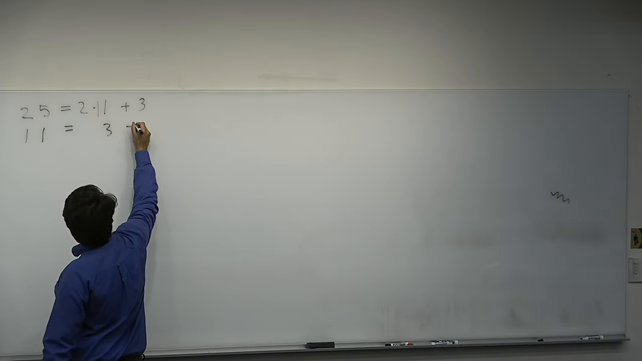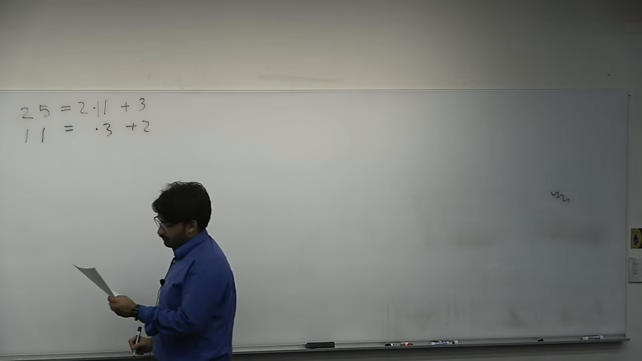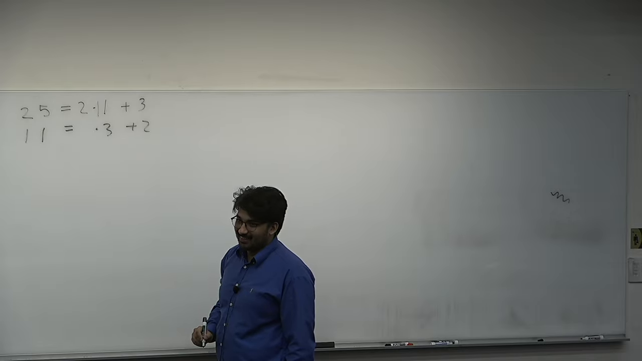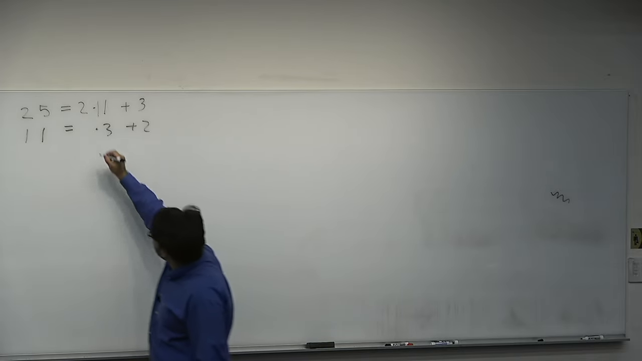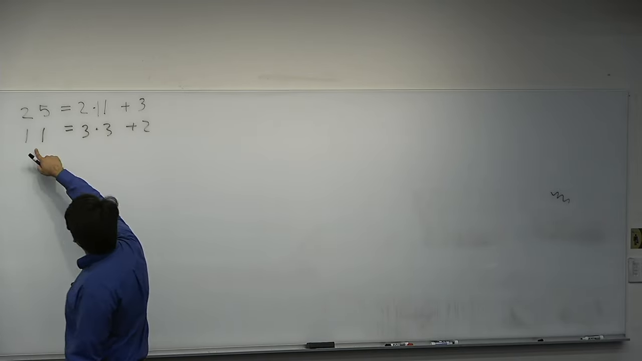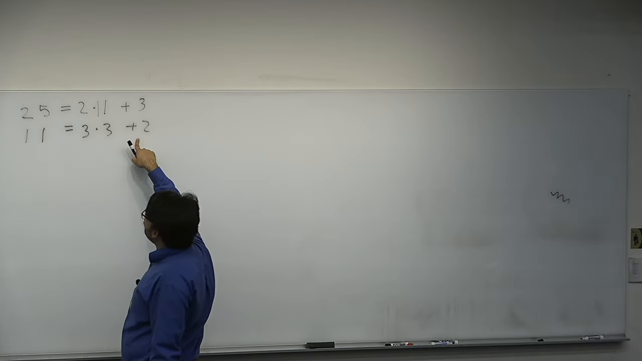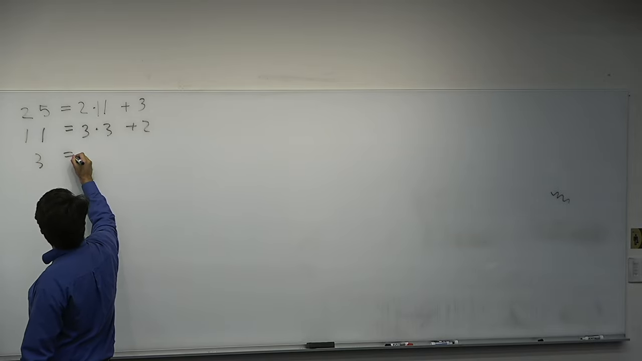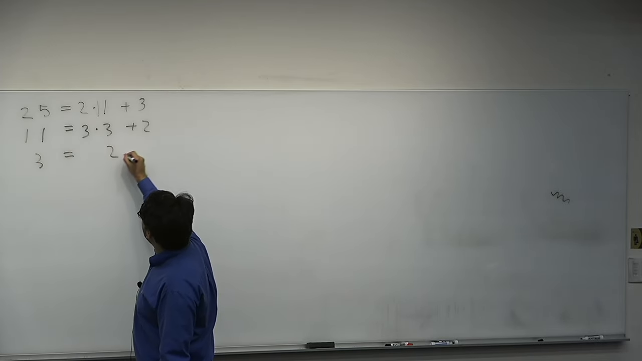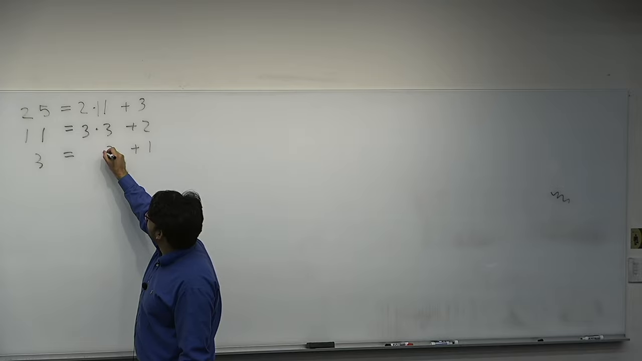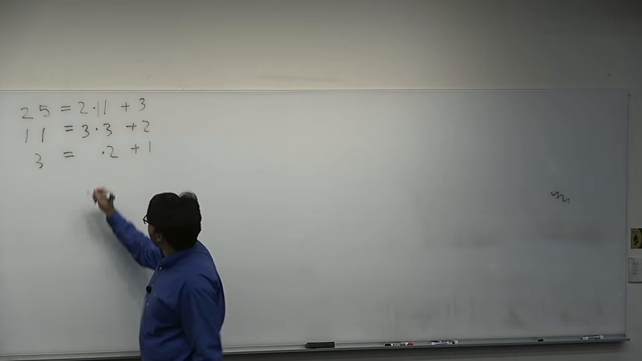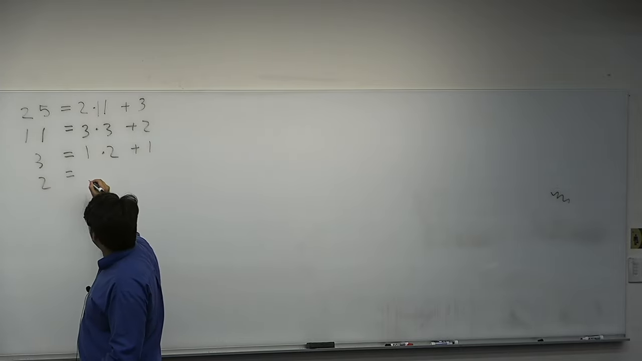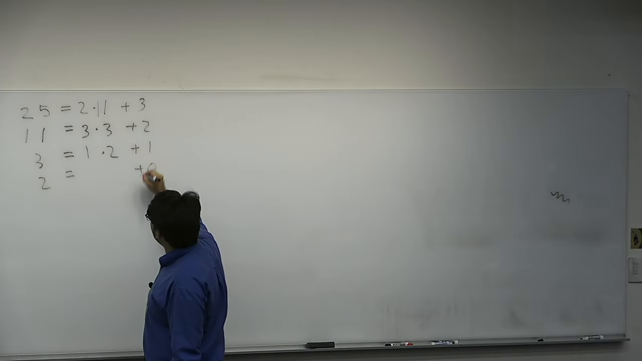And what goes here? Three, yes. Great. 11 is now a linear combination of 3, 2. So now we want to take the 3 here and write that as a linear combination of the next pair. It's going to be a linear combination of 2 and 1. What goes here? 1. Then we want to write 2 as a linear combination of the next pair, which is going to be 1, 0.